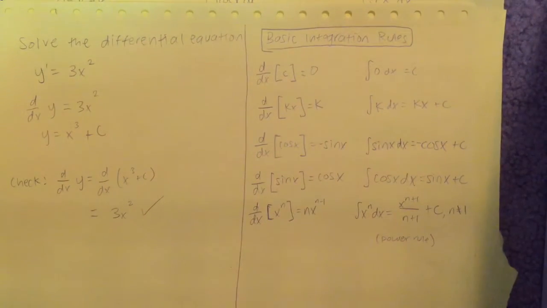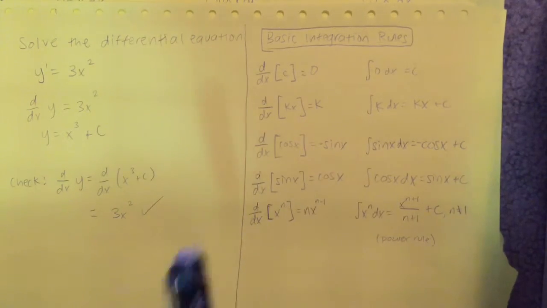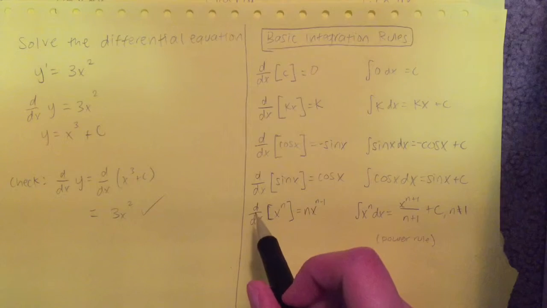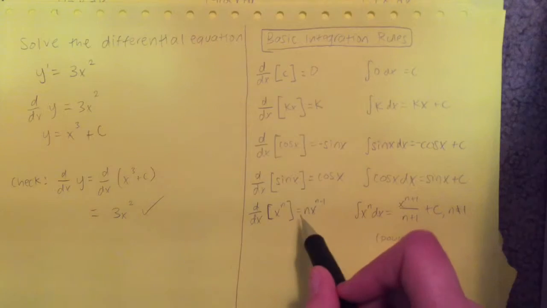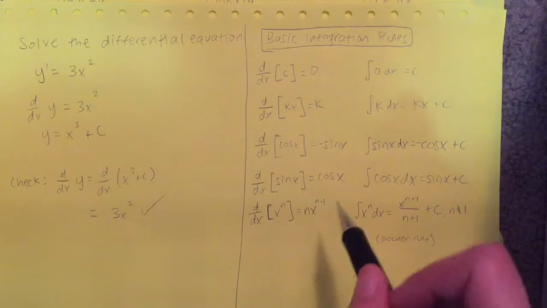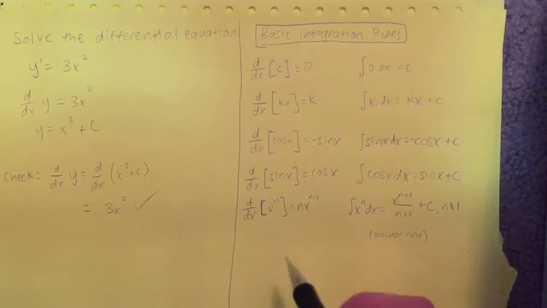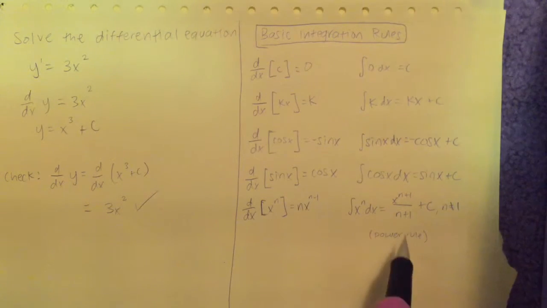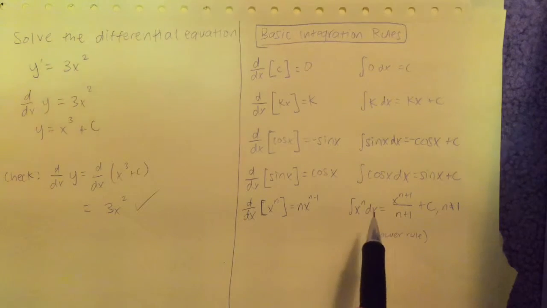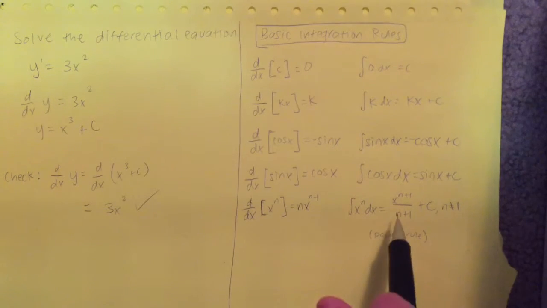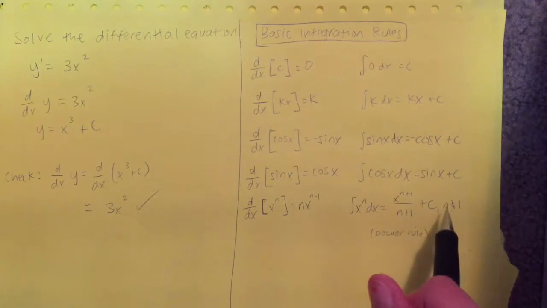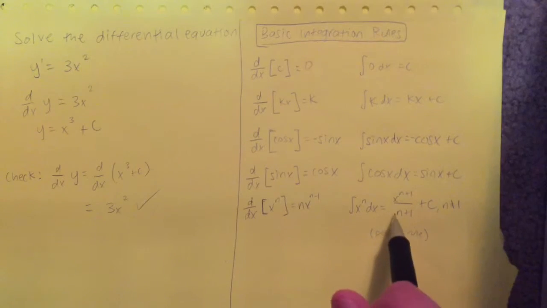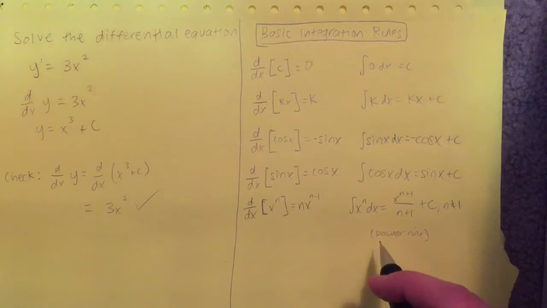Now over here we have the basic integration rules, and these are just a few of them that you have to know. If you say d over dx of x to the n, that would equal n times x to the n minus 1. So that would be the differentiation. And the integration will have the integral of x to the n dx equals x to the n plus 1 over n plus 1, plus c. You always have to make sure that n doesn't equal negative 1 in this case. And this is just the generalized power rule.